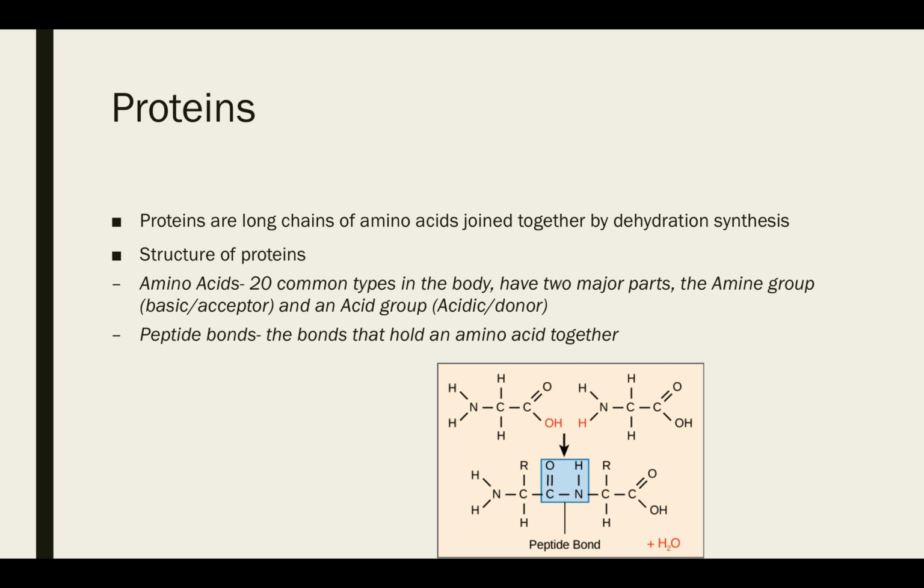And importantly, these are connected by a thing called peptide bonds that holds the amino acid together. You can see in the example below how those two are connected through dehydration synthesis. And that square in the middle, that is the peptide bond that holds it all together.